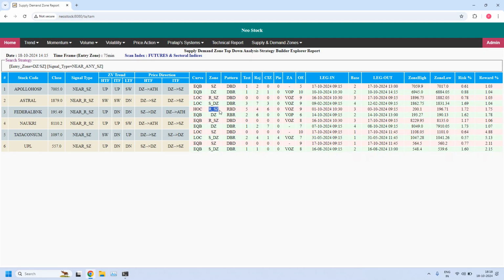Next, Federal Bank is having a high liquidity supply zone. Naukri is having a high liquidity supply zone. That's it. We identified 3 high liquidity 75 minute supply zones from this list.